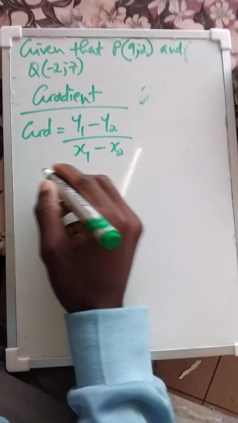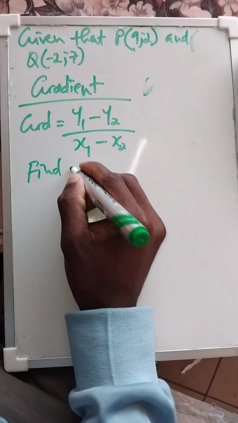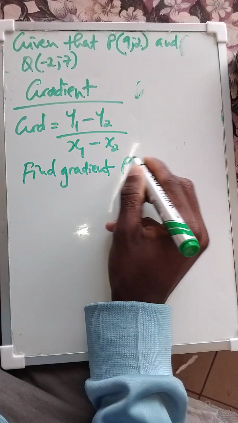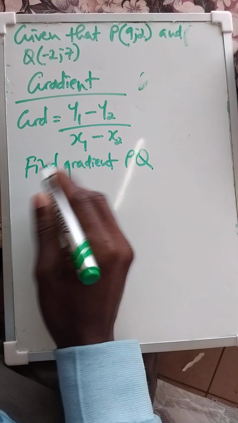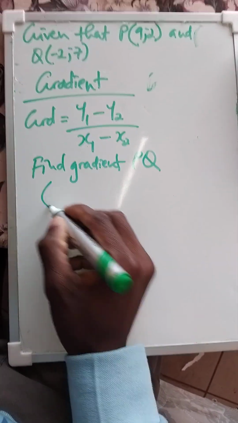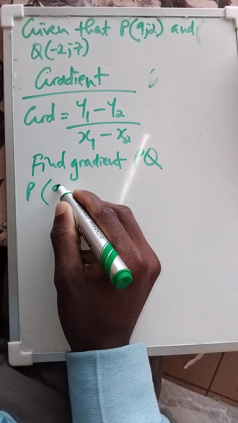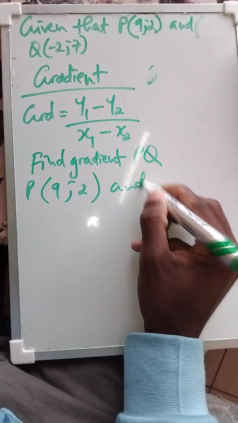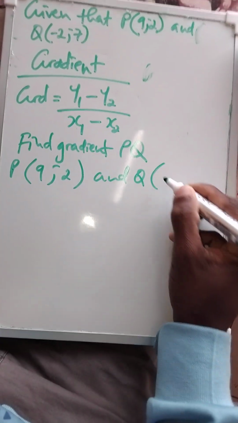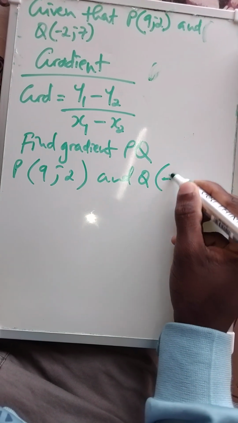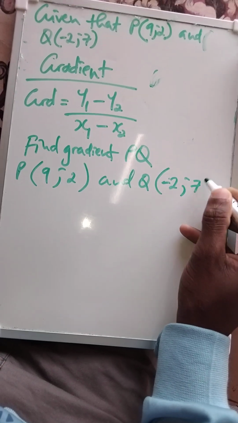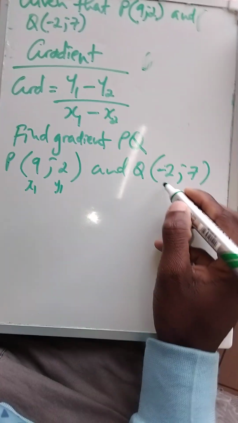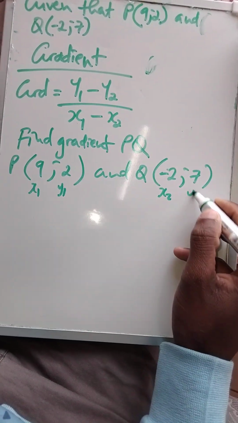For example, find the gradient of PQ. The coordinates of P are 9 and 2. Then Q is -2 and 7. So this is x1, y1, x2, y2.